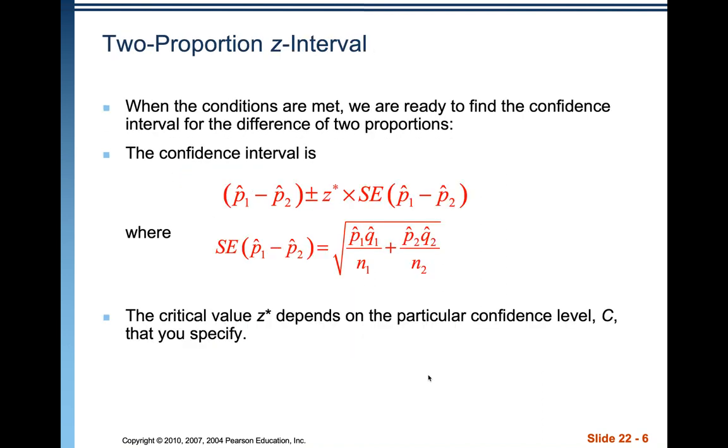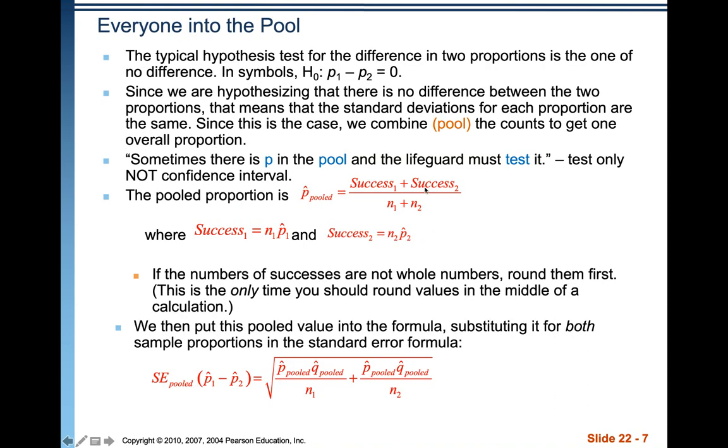Okay, so the two proportion z interval. Again, we don't know what this distribution is centered on. We're trying to get an estimation of that value. So just like any other confidence interval, we have our best estimate from our samples, plus or minus our critical value that's based on the confidence level. That critical value tells us how many standard deviations to go on either side of our statistic, and we're going to multiply it by the standard error. The typical hypothesis test for the difference in two proportions is the one of no difference.